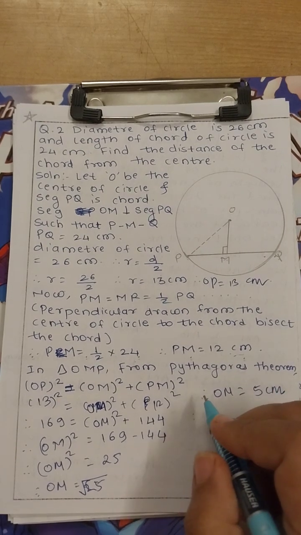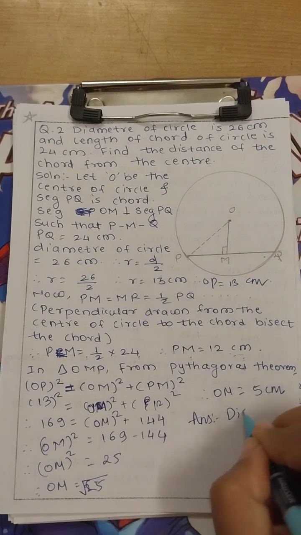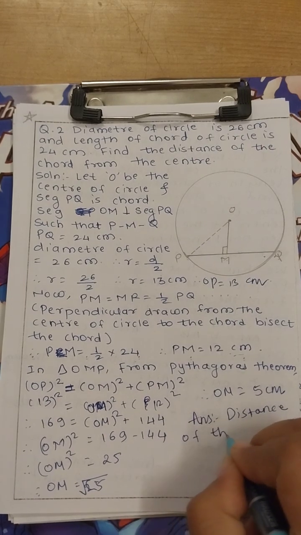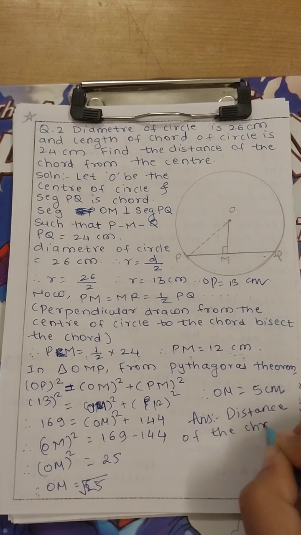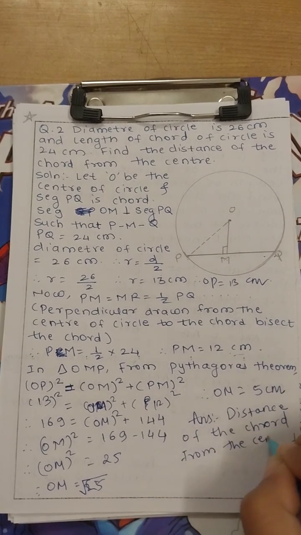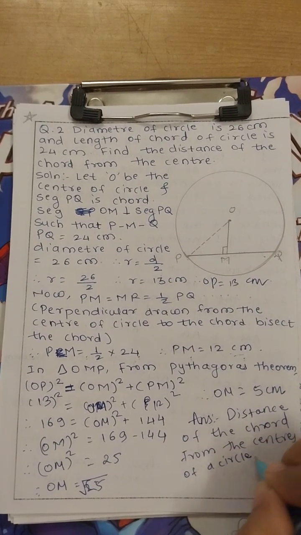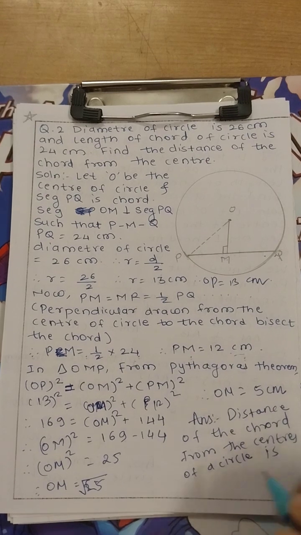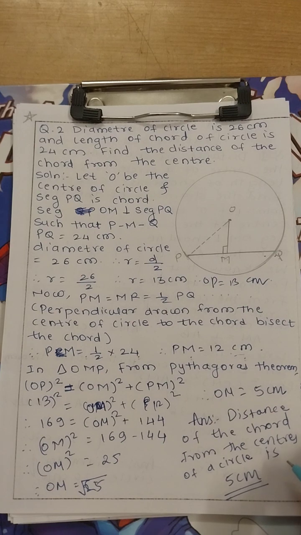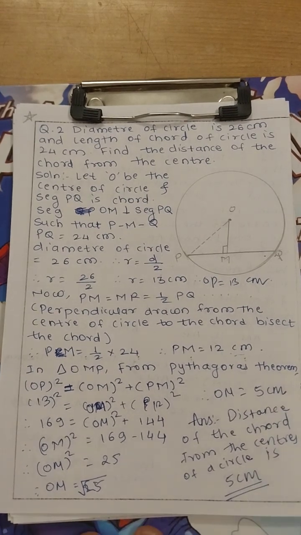Therefore, final answer: the distance of the chord from the center of the circle is 5 centimeter. Are you getting? This final answer you have to compulsorily write. Okay. Third example.